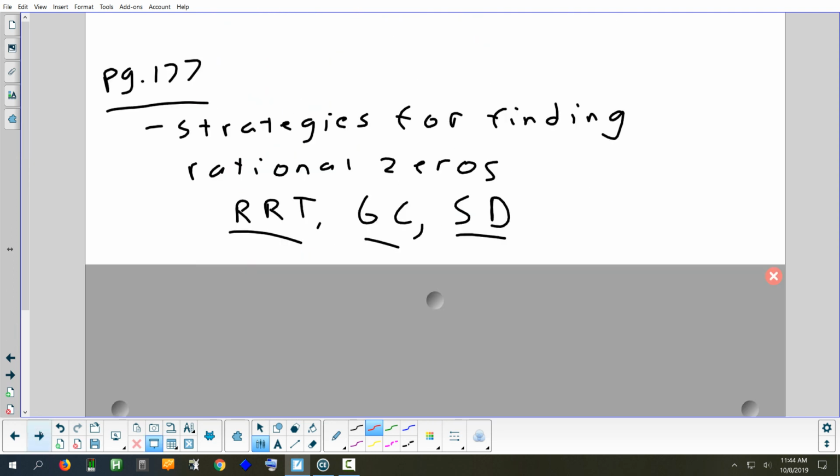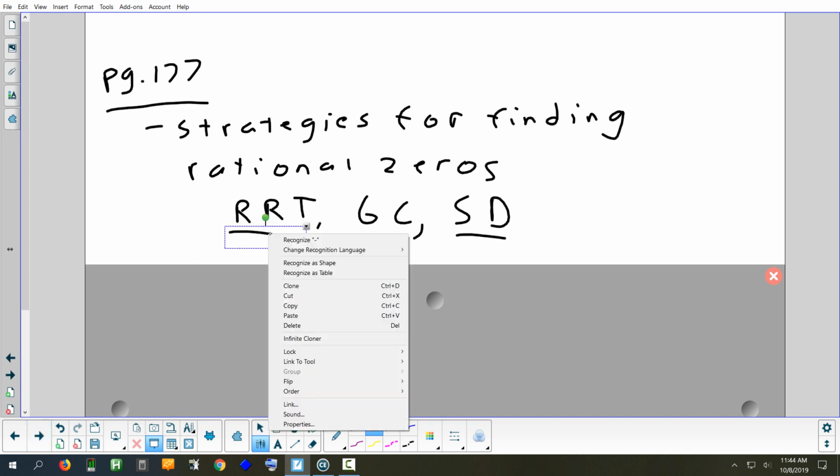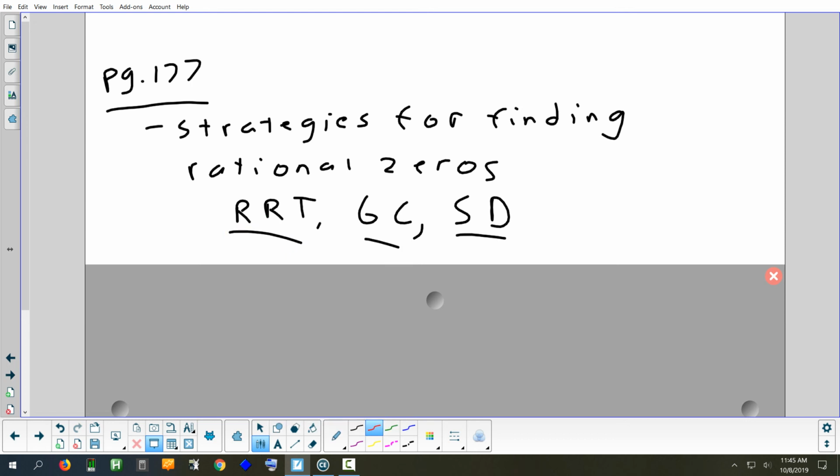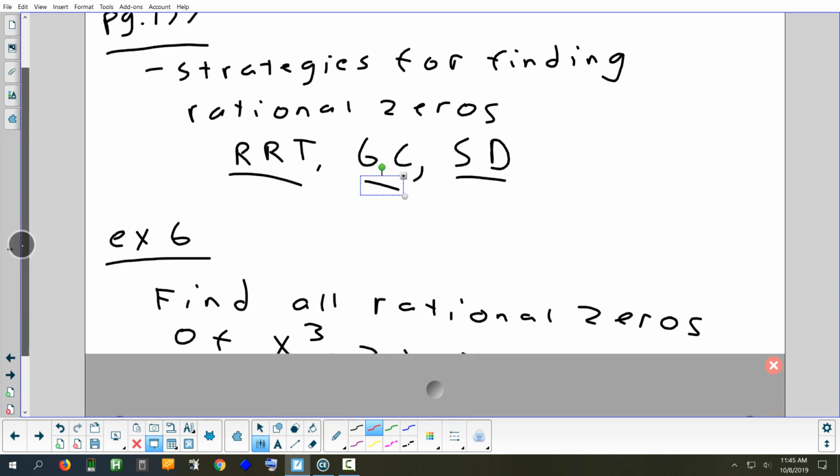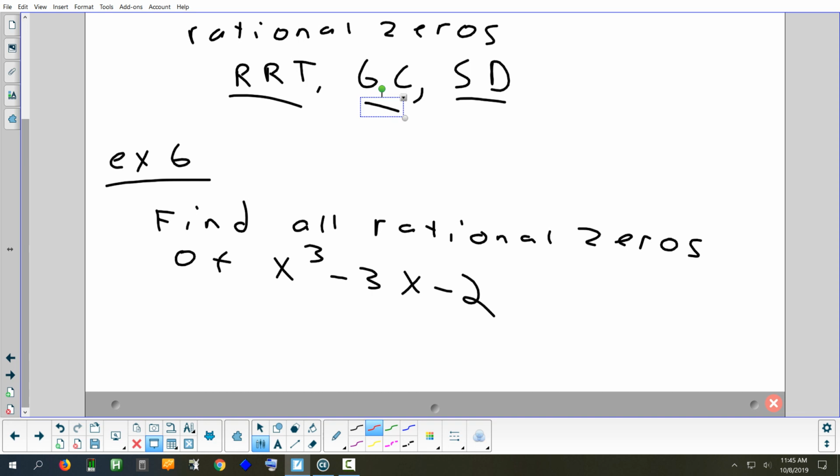Okay, so the strategies that we use when we have to find rational zeros is make a list of possibilities using the rational root theorem. Okay, now we're going to put everything together. Use your graphing calculator to narrow this list down, and then use synthetic division to prove that it actually is a root. We can't just use the calculator to prove it's a root. We've got to use synthetic division to have it come out to 0. And you've got to hope that you get a remainder of 0.